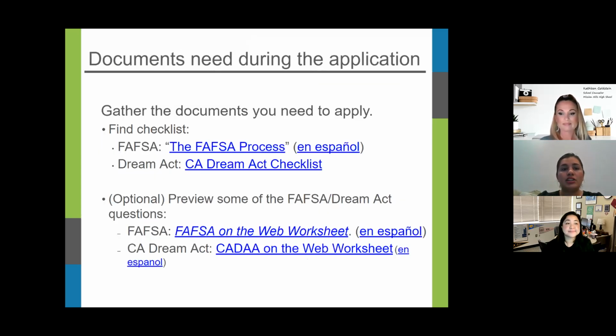Okay, documents needed for the application. There are some links to see a checklist for the FAFSA and the DREAM Act. They will want to know your tax information from last year. If you don't file taxes, you would have to start preparing and seeing how much you made last year, and you'll be able to manually report that information.